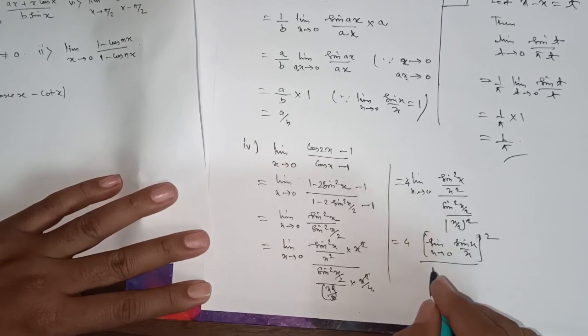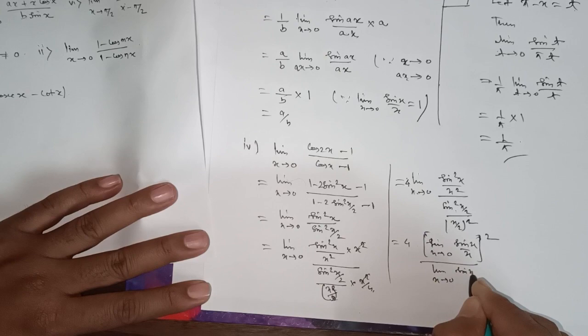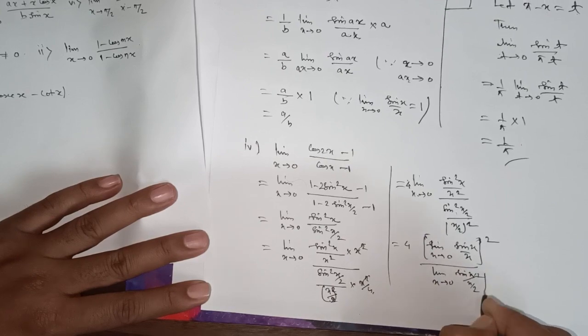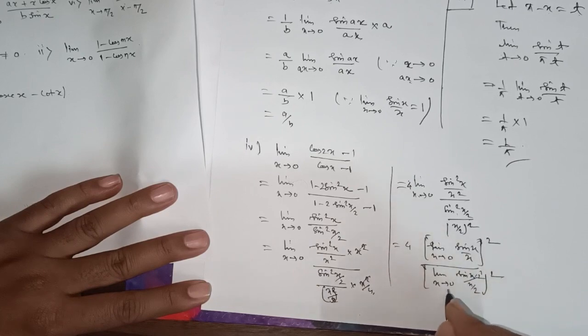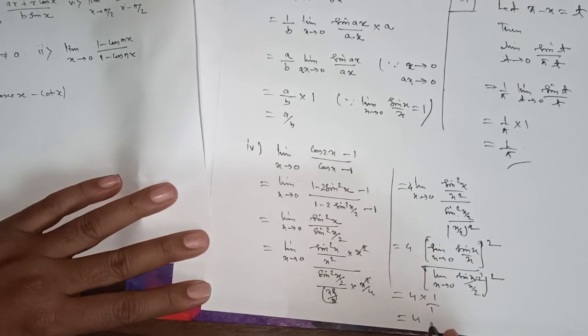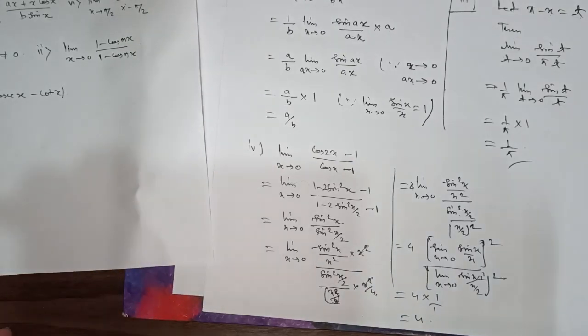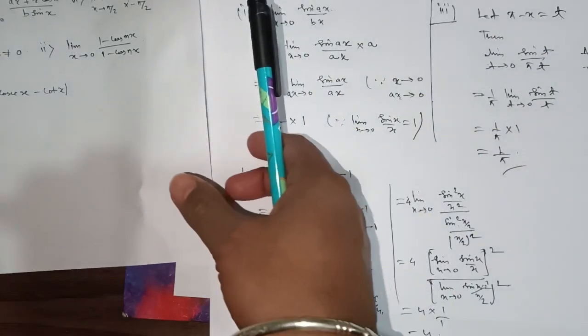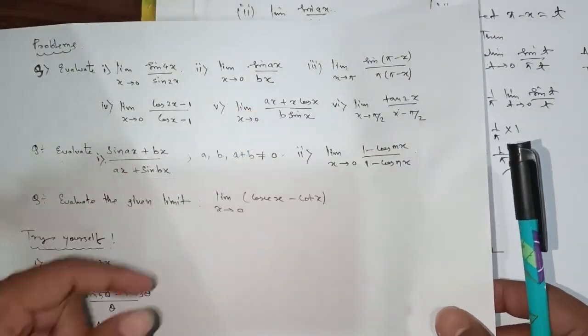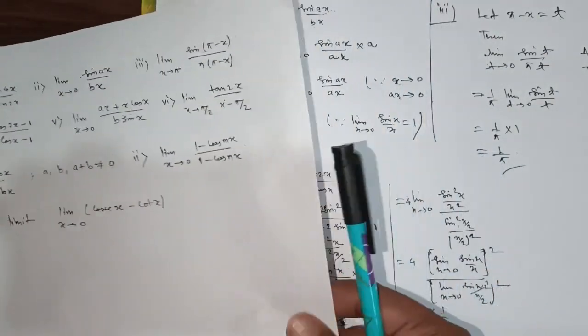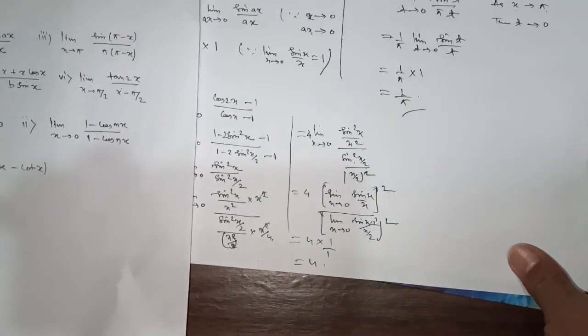That means here we'll get limit x tends to 0 (sin x by 2) by (x by 2), and the whole square. Okay, and this gives us (1 by 1) whole square, equals 4. That is our answer. So next we'll see the fifth one. Okay, the fifth one, what does it say? The next page we'll see.